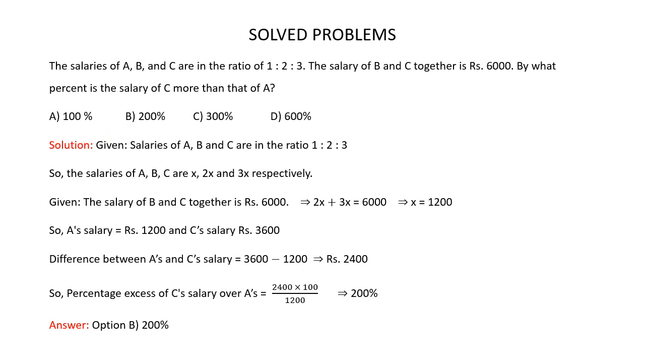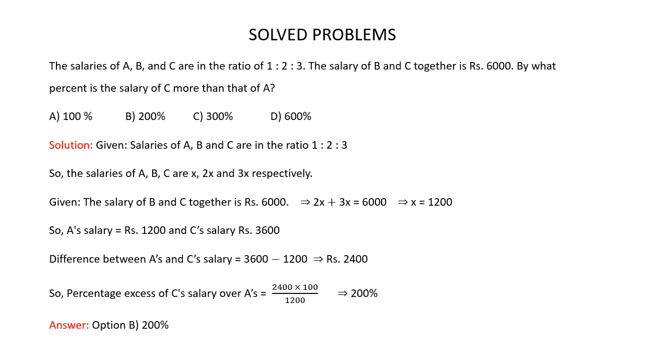So here you are given the salaries of A, B and C are in the ratio of 1:2:3. So the salaries of A, B and C are x, 2x and 3x respectively. It's given that the salary of B and C together is 6,000. So 2x plus 3x is 6,000. When you solve this, you'll get the value of x as 1,200.